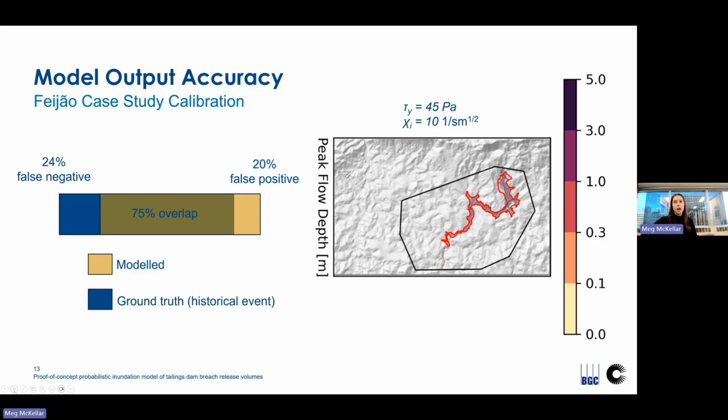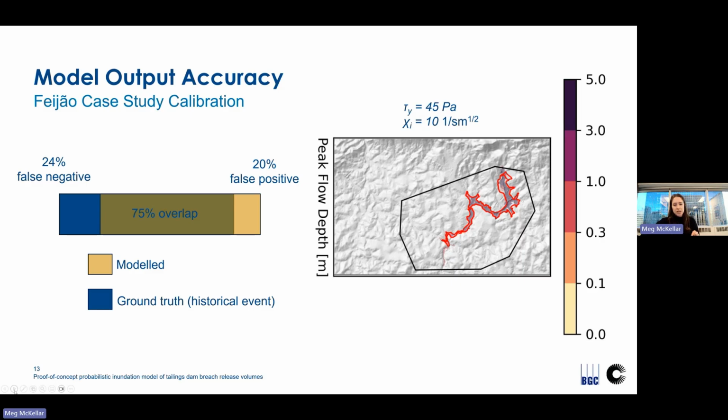So areas where in the actual historical event, our model didn't capture flow in those areas, and 20% false positive, so areas where our model actually inundated outside of the extent. Overall, we are happy with this result.